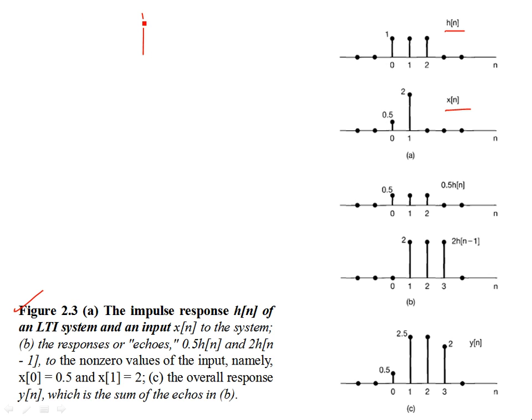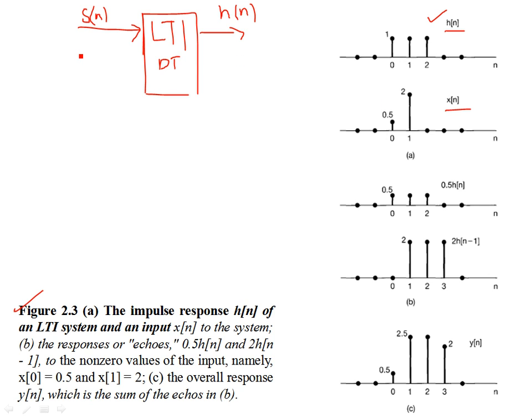So what it means is that for the given discrete time LTI system, if you apply a discrete impulse delta of n, the output h of n is as given. Okay, the output sequence h of n is this one, right? h of n is the response of the discrete time LTI system to the unit impulse delta n. Now what happens when you apply x of n? What is the output?